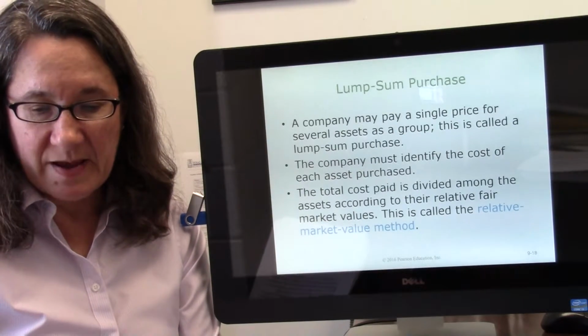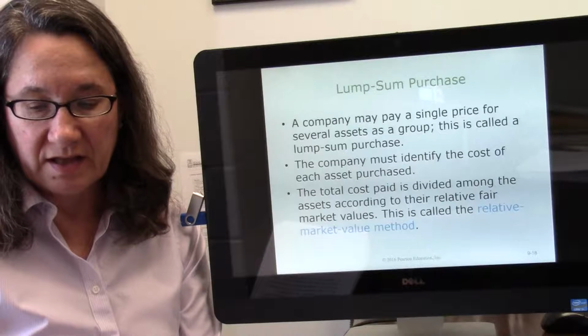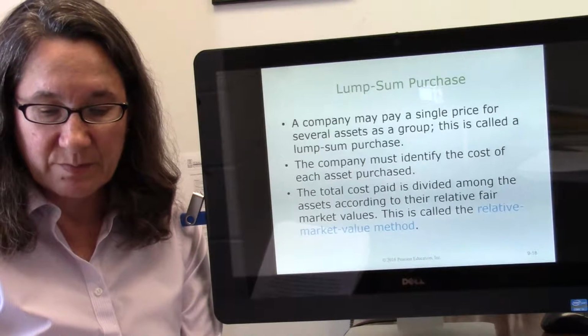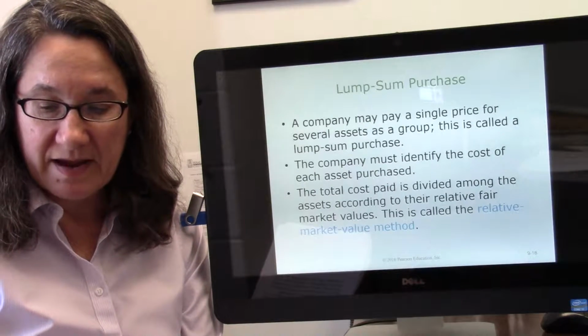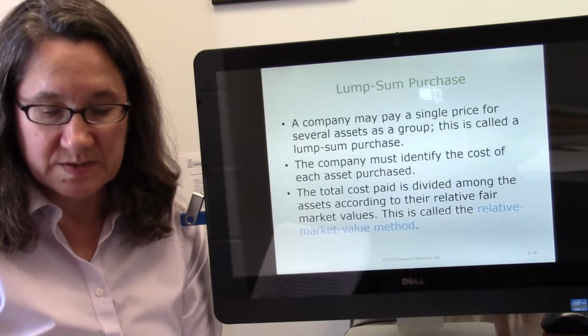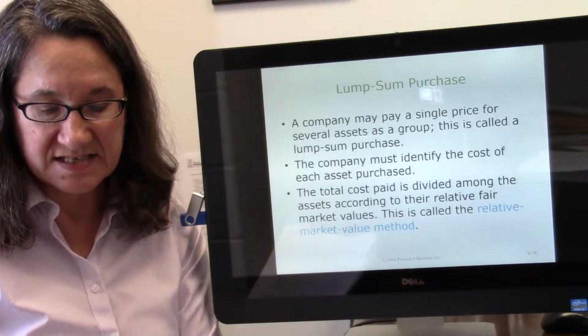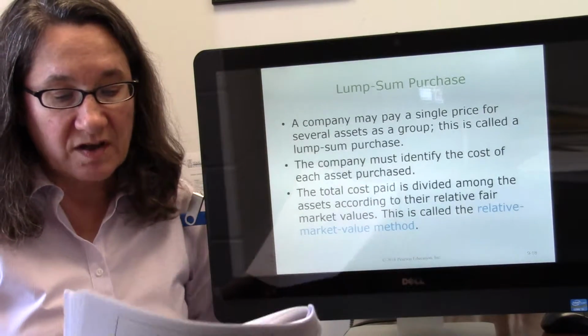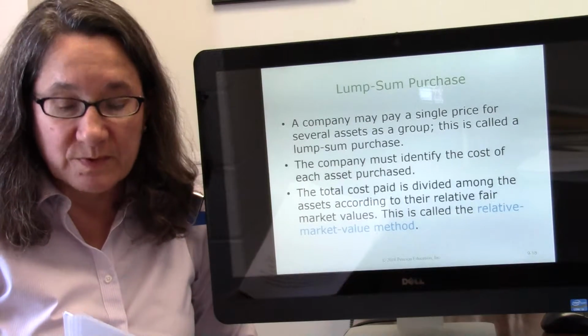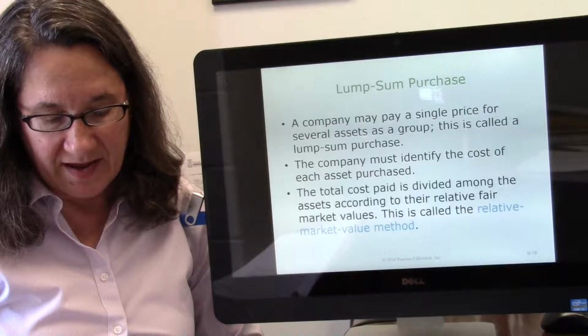A company may pay a single price for several assets as a group. This is called a lump sum purchase. For example, SmartTouch Learning may pay a single price for land and building. For accounting purposes, the company must identify the cost of each asset purchased. The total cost paid, 100%, is divided among the assets according to their relative market values.